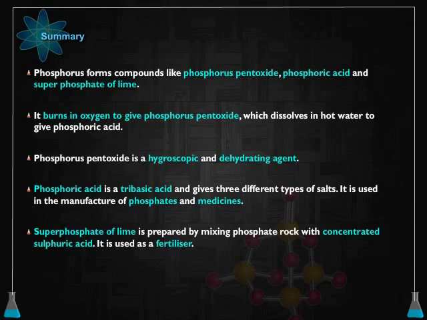Superphosphate of lime is prepared by mixing phosphate rock with concentrated sulfuric acid. It is used as a fertilizer.